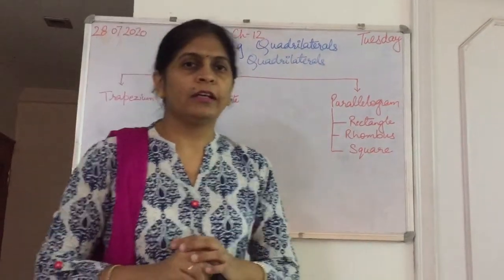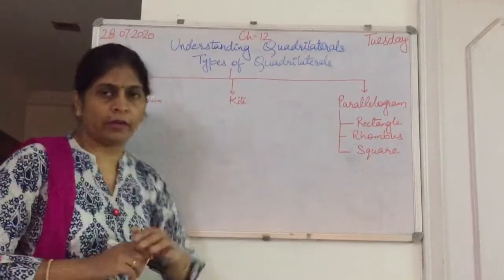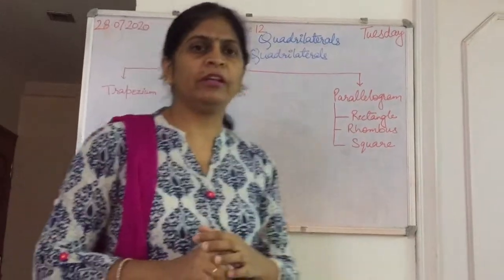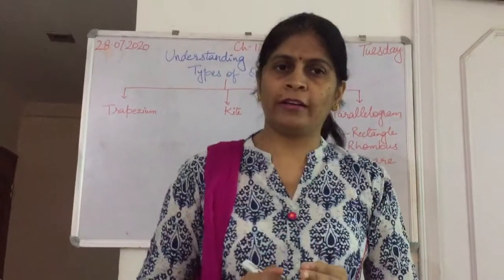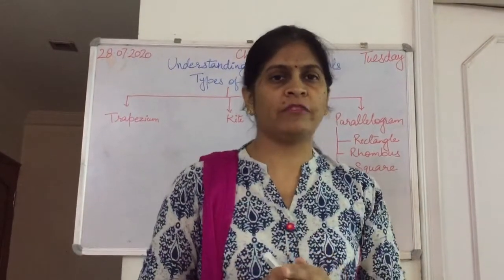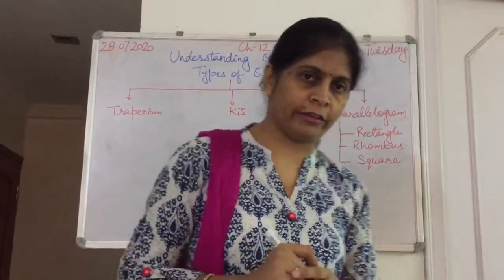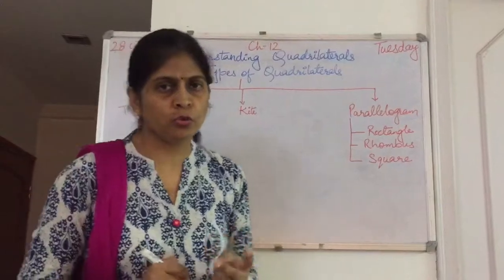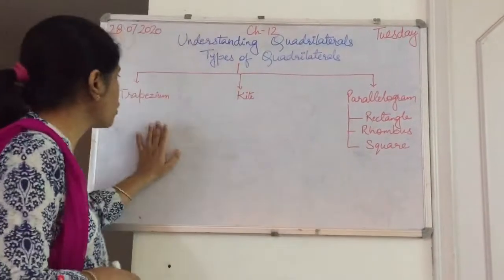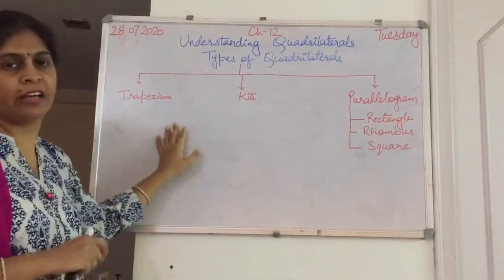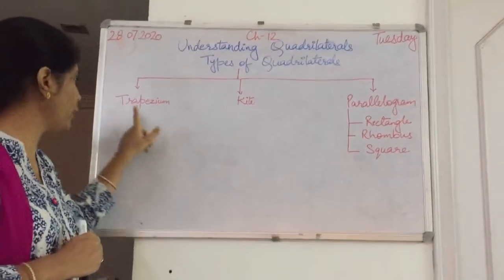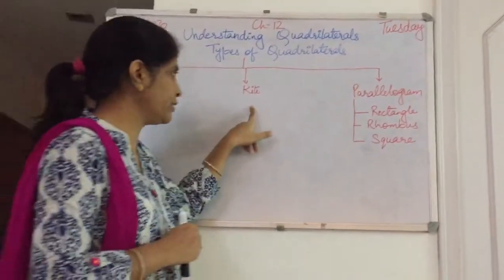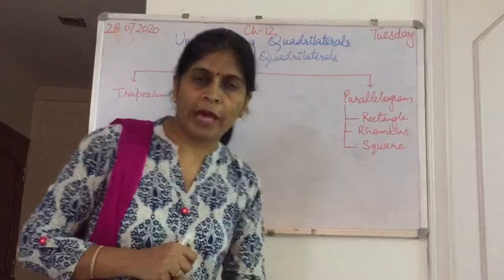Let me tell you about the types of quadrilaterals. But before that, let me recall what quadrilaterals are. A four-sided closed figure is called a quadrilateral, which has four sides, four angles and two diagonals. Now let's talk about types. Basically, there are only three types of quadrilateral. One is trapezium, second is kite, third is parallelogram.